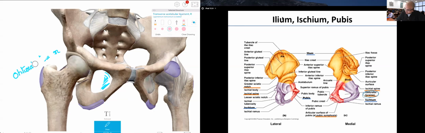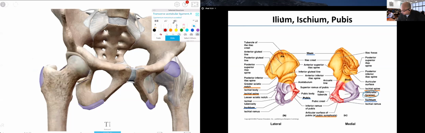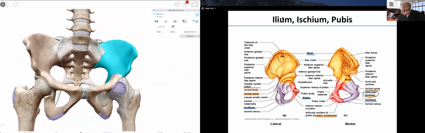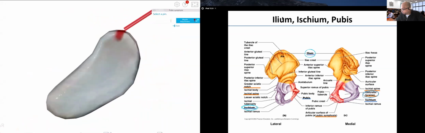All right, so we're looking on here at the different parts of the coxal bone. First, we mentioned three bones. Those are my ilium, ischium, and pubis. We call the joint between the two pubic bones, this is my pubic symphysis.